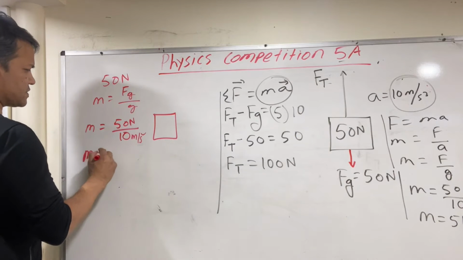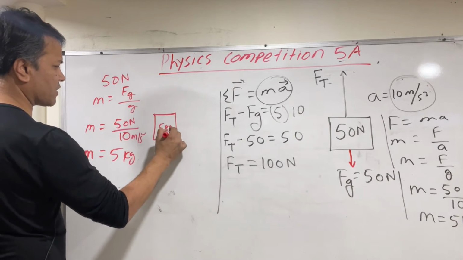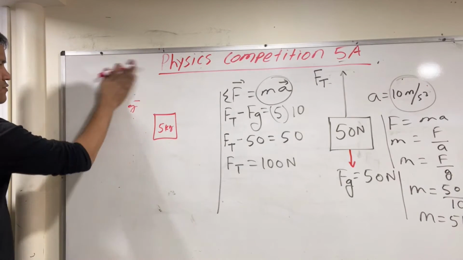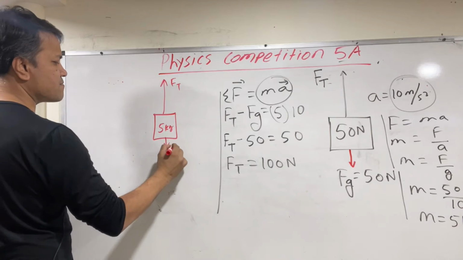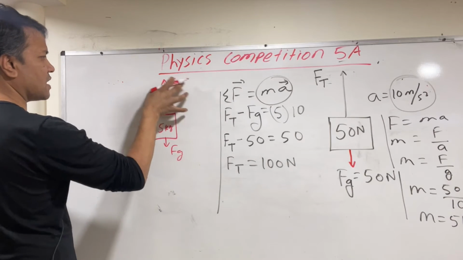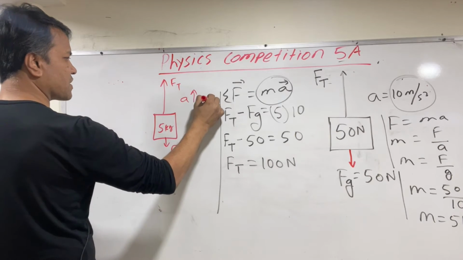So mass is 5 kilograms. So you're going to put 5 kilogram over here. Now you can solve this problem in a traditional way. So this is your Ft, this is your Fg, and this is bigger because there is a net acceleration upward, 10 meter per second squared.